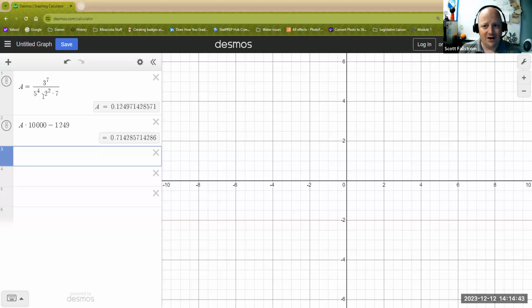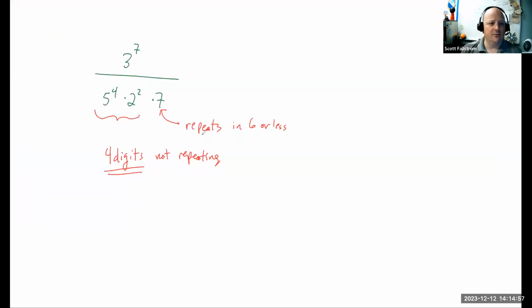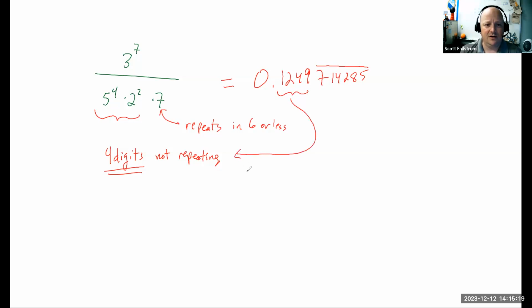So the 2s and the 5s always tell you how many digits are not doing something. Either it's how many until it stops entirely, or it's how many until it starts repeating. So that's what the 2s and 5s are telling you. The other digits give you additional information. So there we go. 4 digits not repeating. And in this case, it was 0.1249. On the test, I'm not asking you to write the decimal form. I'm only showing you it now so you can see the connection. And then it was 714285 repeating. So that would be that number here. But once again, 4 digits not repeating. And then the rest repeat based on what you see.